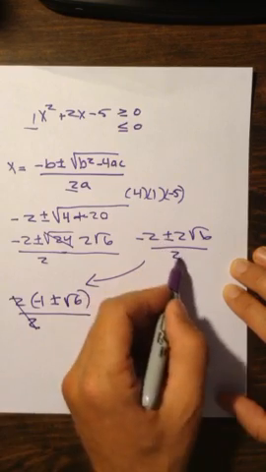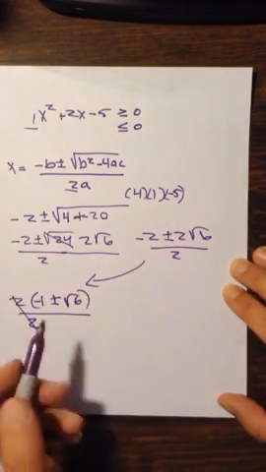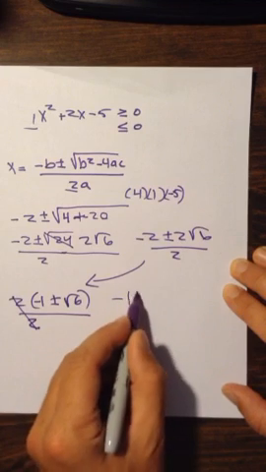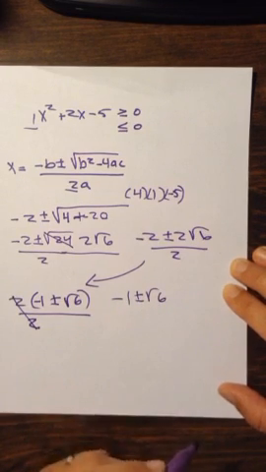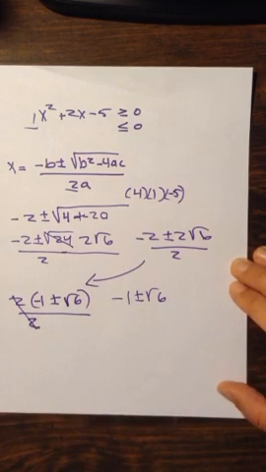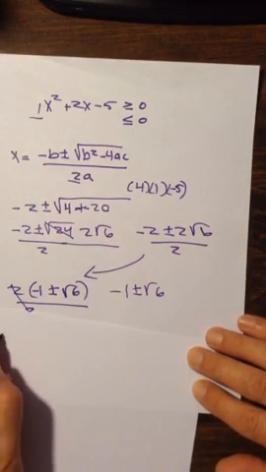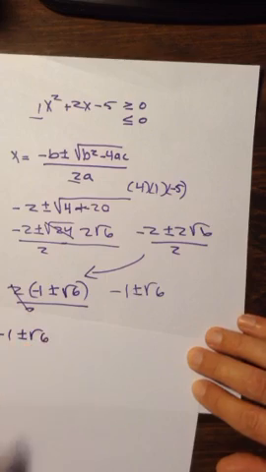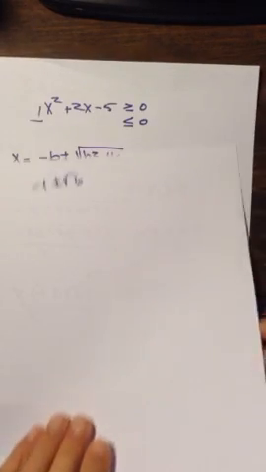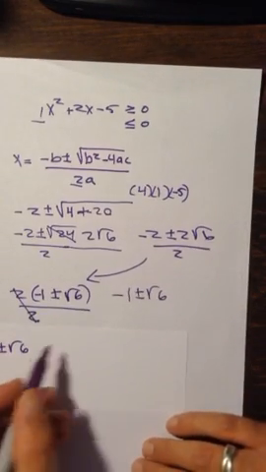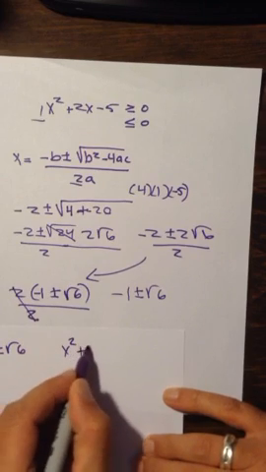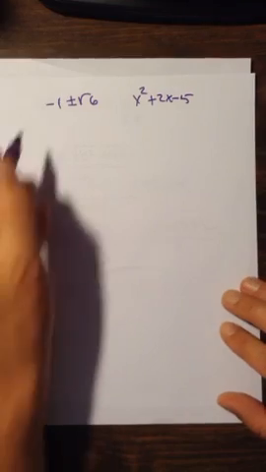Now you could have done it like this, absolutely, but just for a second. So I get negative 1 plus or minus root 6. I'm going to put this right here. And I also have to write down, because I forgot already, x squared plus 2x minus 5. Okay, so now these are my roots.